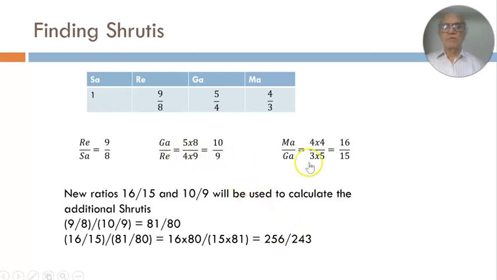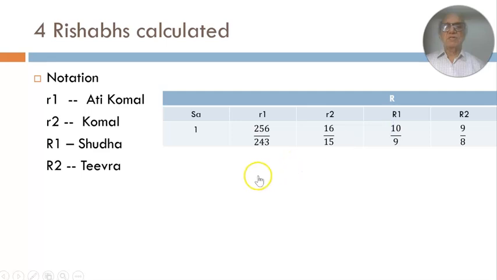So what we are going to do is to arrange these ratios in the ascending order. So let's say we start with Shadaj, that is 1. The next higher one is 256 by 243. You can actually do the floating point calculations and confirm that this is indeed in the ascending order.